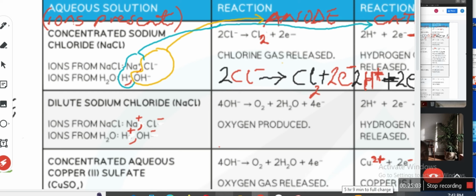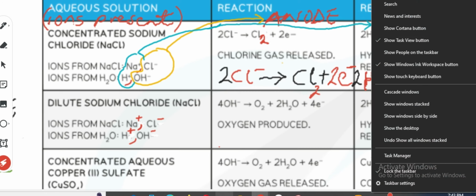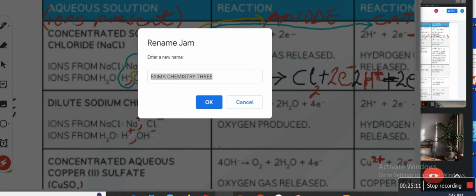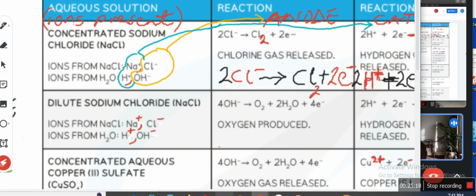One will be preferred, like one will be chosen, while the other one will be dropped. So I want to explain that: preferential discharge. One will be preferred, the other one will be dropped. There are things that determine which one is preferred and which one is dropped.